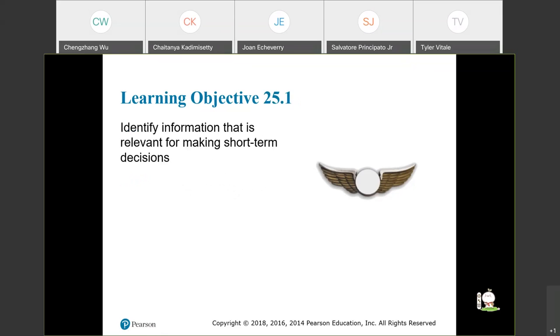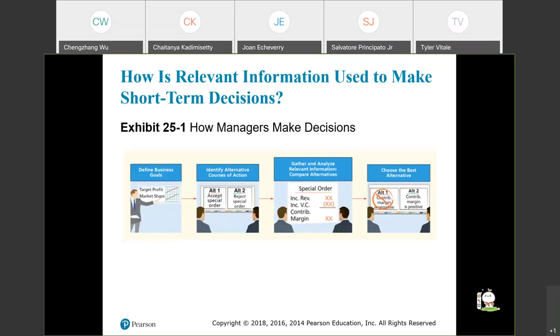So as I said, it is crucially important to identify relevant information in making short-term business decisions. So let's take a look. This slide illustrates how managers make business decisions among different alternative courses of action. First of all, they define business goals, and then they identify alternative courses of action. They have alternative one and alternative two.